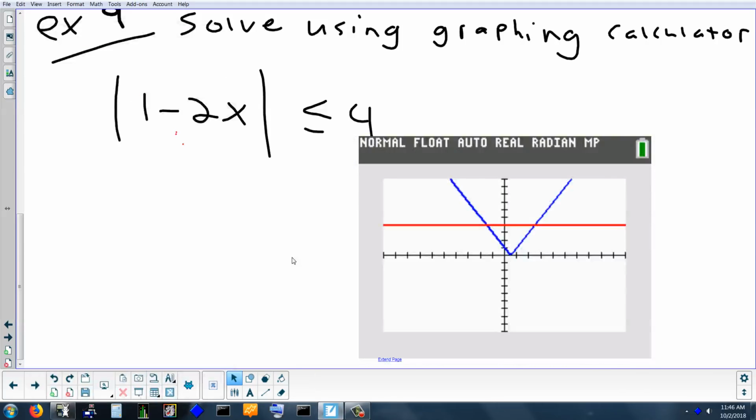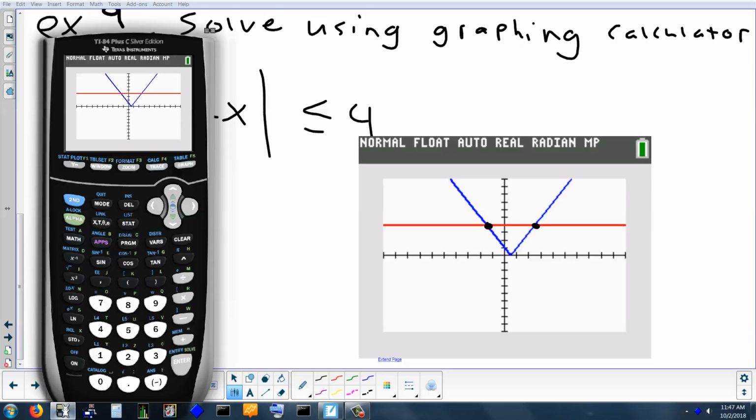And I'm looking for where the graph in blue is below the graph in red. That would happen between here and here. If you go outside of those black dots, then the graph in blue goes above. That's not what they wanted. They want to know where it's below. So what would I have to calculate here to find those exact points? Yes, an intersection. You got to do it twice.